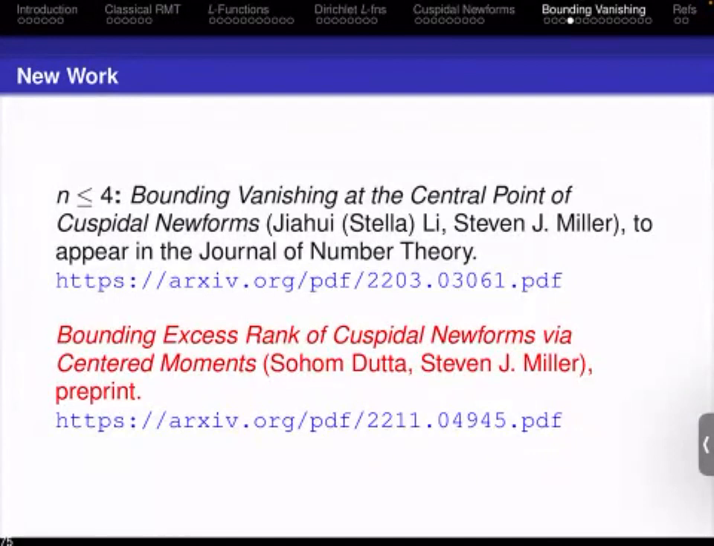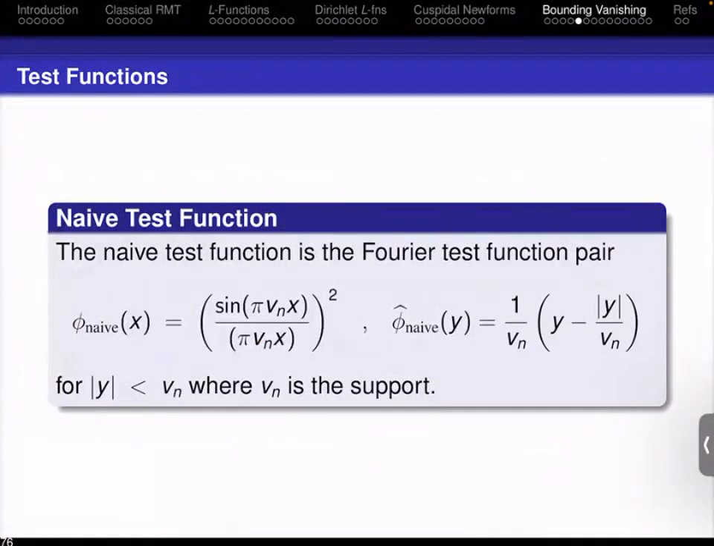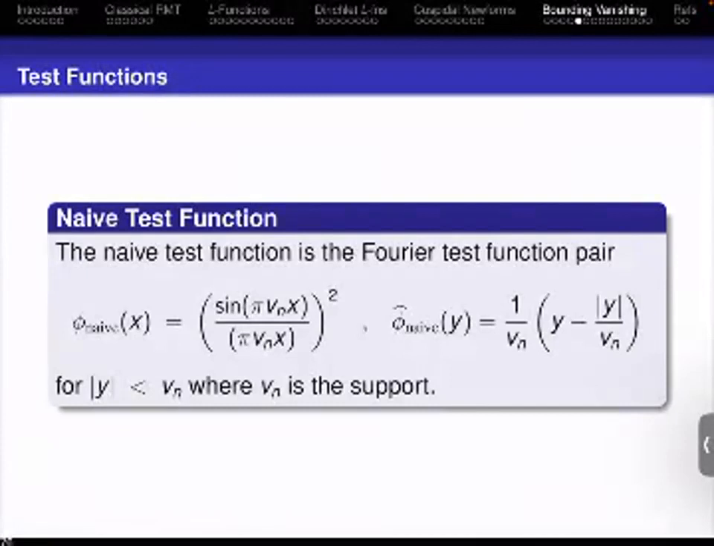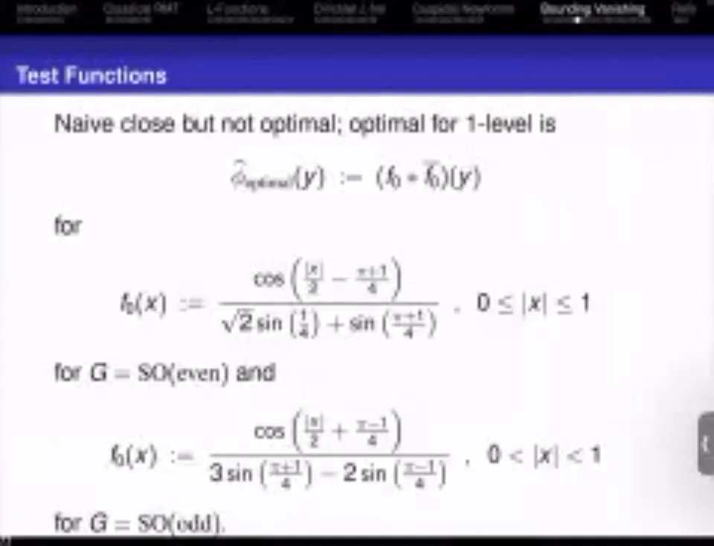There's always a battle between writing something that a human can read and getting the best results possible. Sarnak noted in their classic paper on the subject that if you use the naive test function, which is very easy to work with, you actually get pretty good results that are close to optimal, and they're very easy to work with. I'll show exactly how close in a moment.